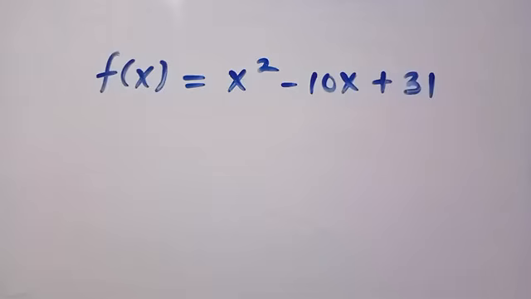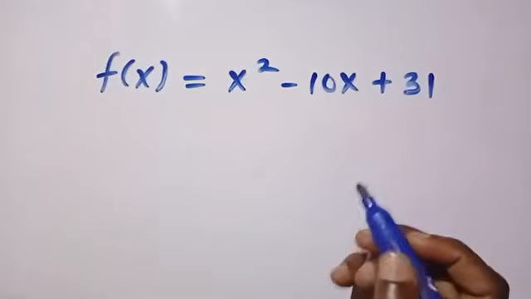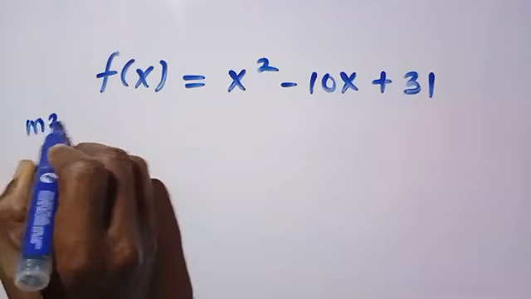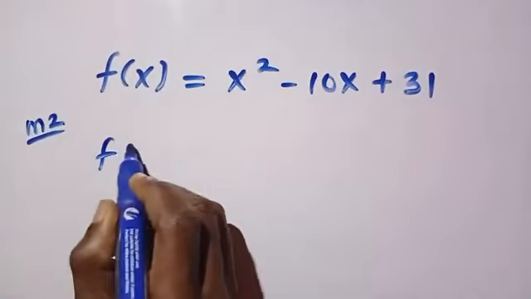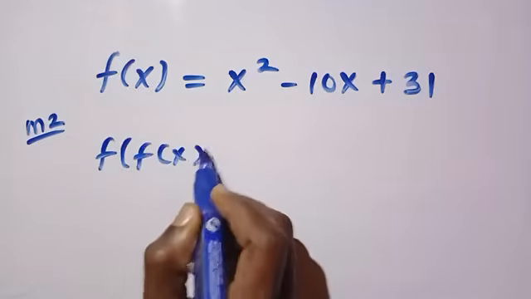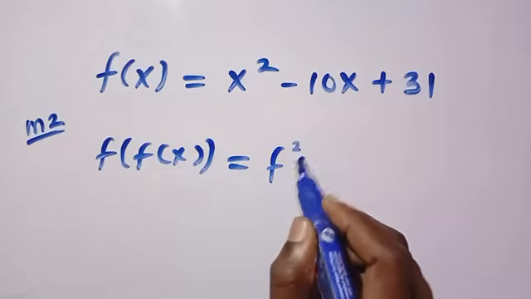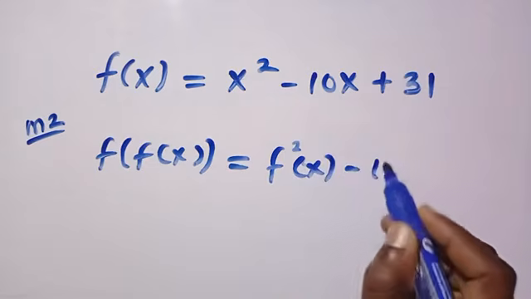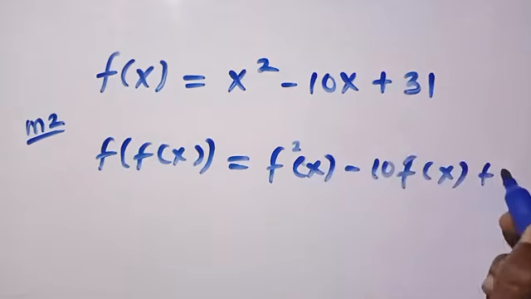Let's see the second method. Here is the real functions. Suppose I introduce f to both sides. Let's call this method 2. If I introduce f to both sides, here becomes f of x equals, so here becomes f squared of x minus 10 f of x, and here is constant, we have it as plus 31.